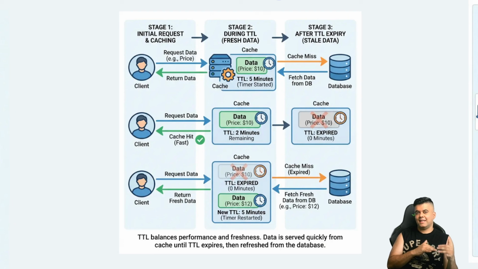And after that TTL expires, the cache automatically deletes the item. The next request becomes a cache miss, goes to the database, retrieves the fresh data, and stores it in the cache again with a new TTL. So what you need to take away from here is that TTL is the simplest way to balance performance with freshness. Now, if you set the TTL time too high, your data might be stale for a long time.